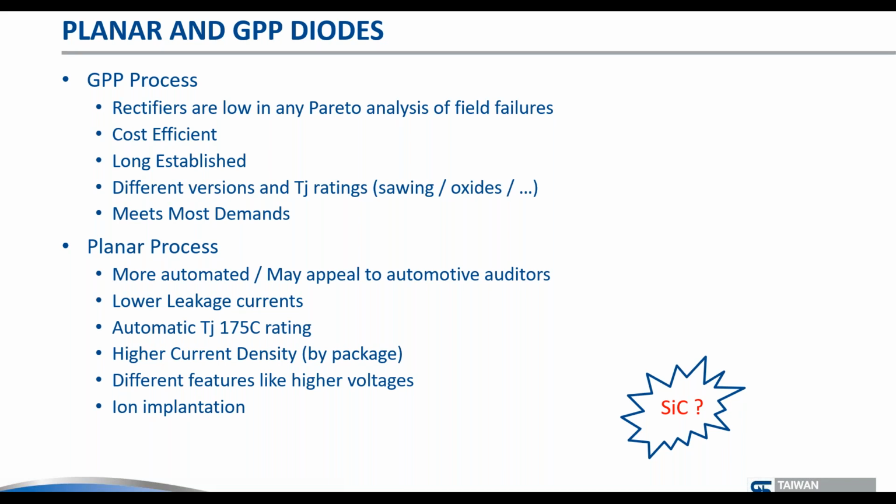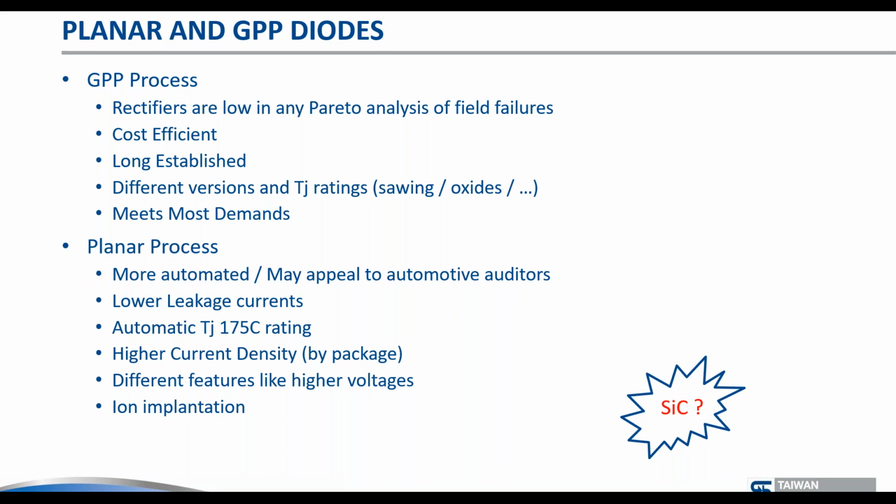So the two main processes for rectifiers are GPP and planar. Rectifiers are not only shipped by the tens of billions every year, but we are a 4.4 billion business according to the WSTS data. It's not 100% updated, but that's roughly what we expect to end up with in 2021. That is of course a very substantial business, and these are the dominating processes, predominantly the GPP process and the planar process.